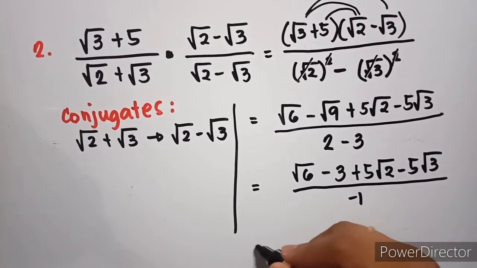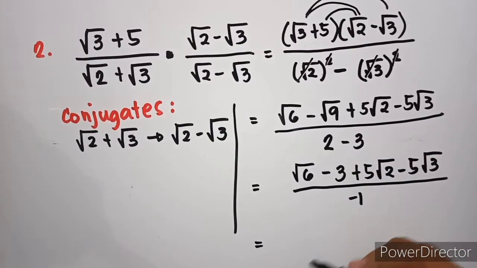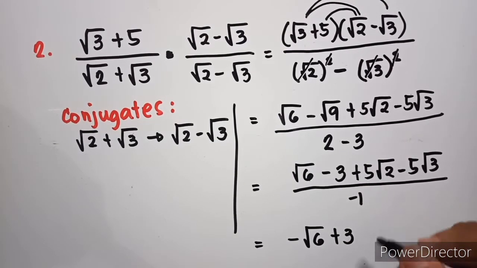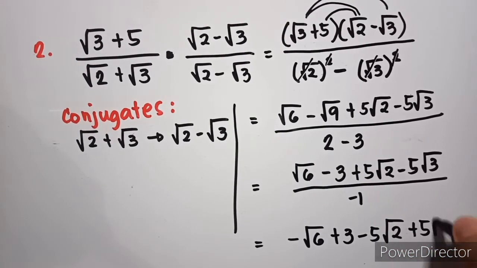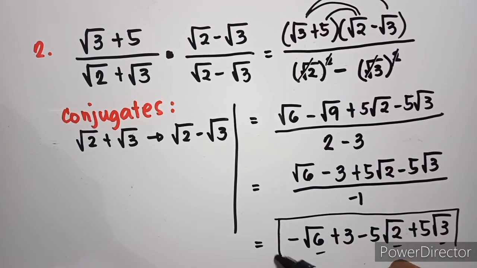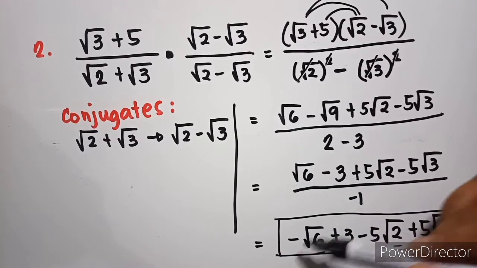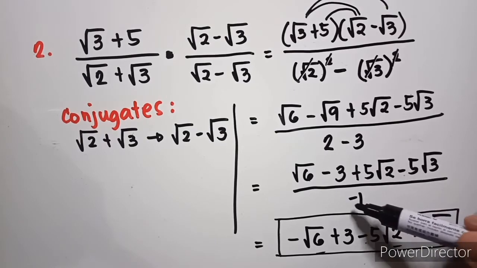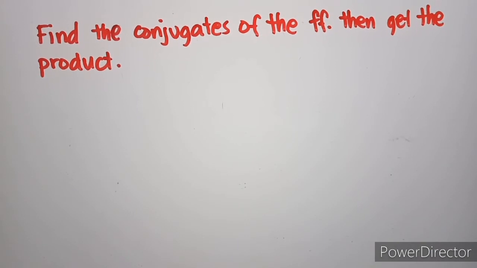Then, if we are going to divide the whole equation by negative 1, so that will become negative square root of 6 plus 3 minus 5 square root of 2 plus 5 square root of 3. And since all radicals have difference, so this is our answer. So, positive divide negative is negative, negative divide negative is positive, positive divide negative is negative, negative divide negative is positive. Find the conjugates of the following, then get the product.